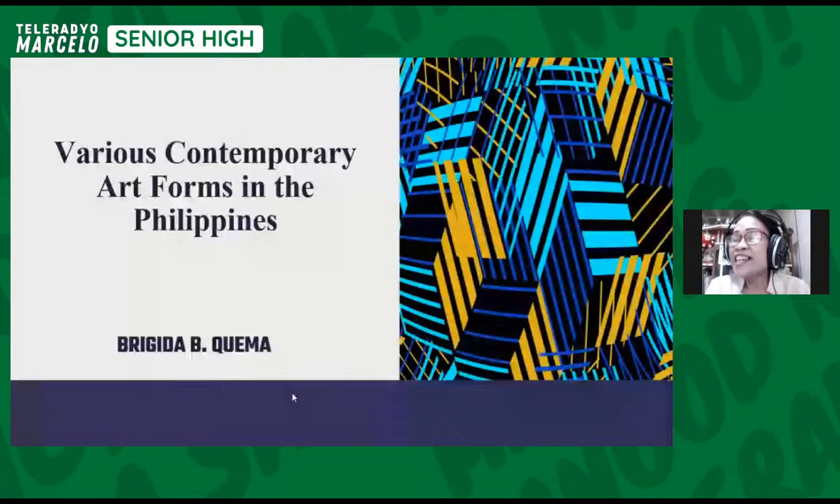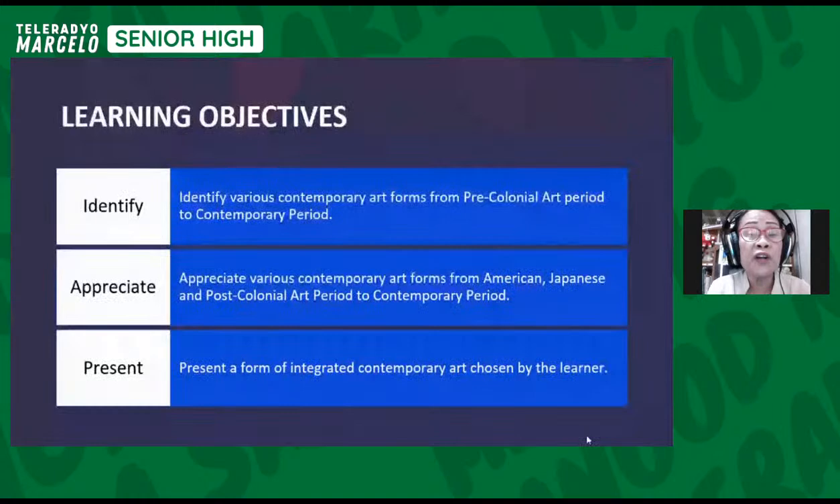At the end of the lesson, you are expected to, our objectives for today: identify various contemporary art forms from the pre-colonial art period, or I mean from the post-colonial period, American period, okay? Appreciate various contemporary art forms from American, Japanese, and post-colonial art period to contemporary period. And you're going to present a form of integrated contemporary art forms.